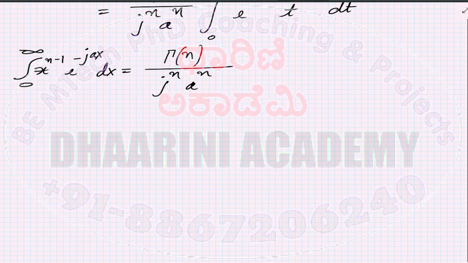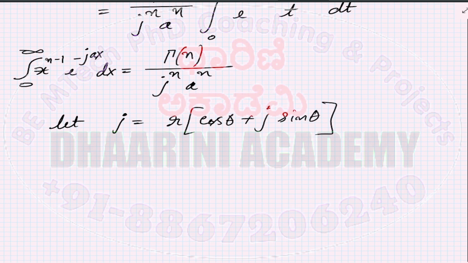Okay. So in this case, let us put j is equal to r times cos theta plus j into sin theta, because it's a complex number. This is what I want, right? So if you expand this, this is r cos theta plus r into j sin theta, jr sin theta. This is nothing but j.